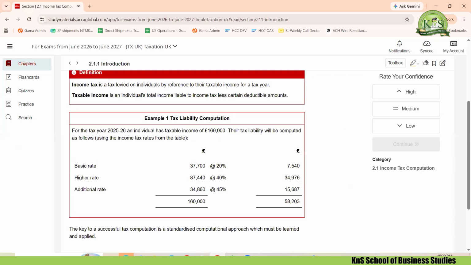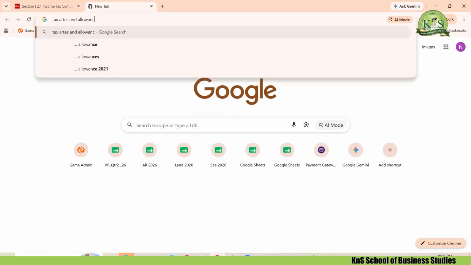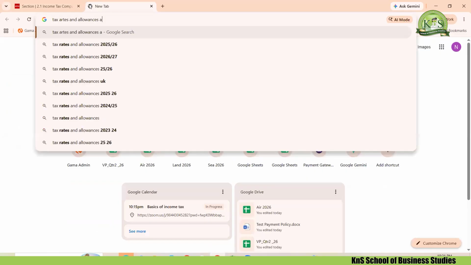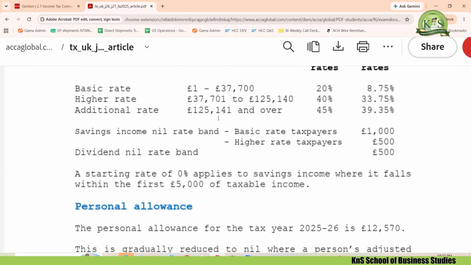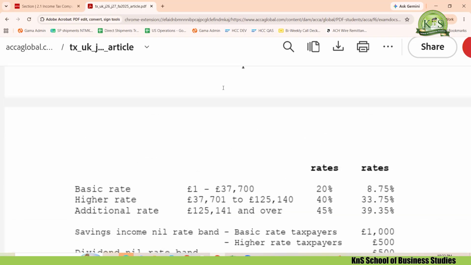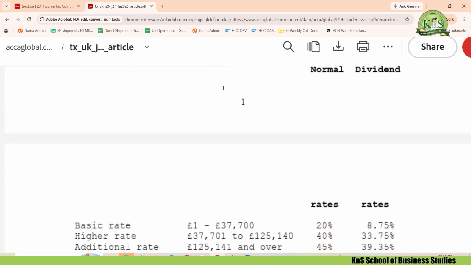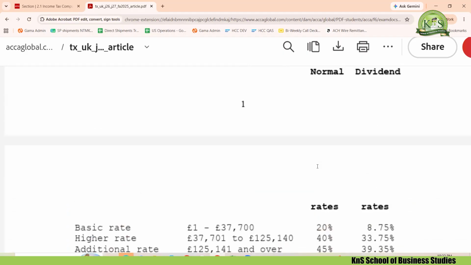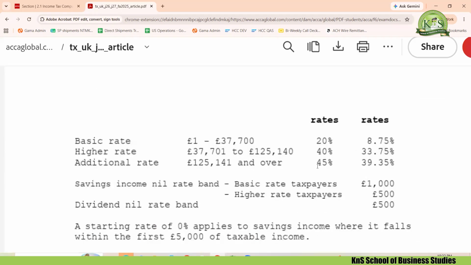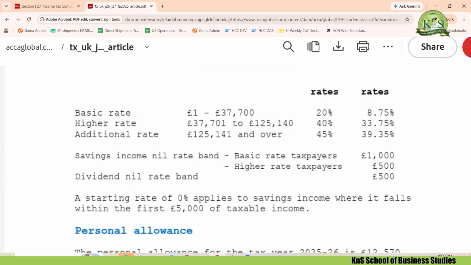But if your income is in between, let me open it over here. Tax rates and allowances, ACCA Finance Act 2020. I hope this is visible on my screen. So the basic rate is if your income is between £1 and 37,700. These rates are the normal rates. I'm talking about the normal rate here, not the dividend rates for now, because those are for dividend income only. So you will have to pay 20%.